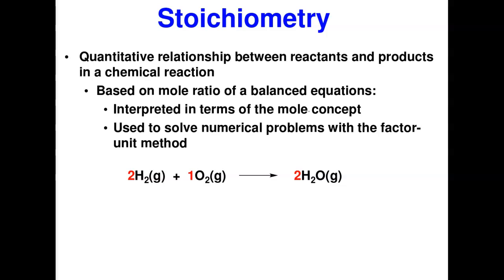Now, of course, it is purely based on the balanced chemical equations. If we use that, then we can interpret the reactions in terms of the mole concept we did earlier, and then we can use that to solve problems using the factor unit method. Of course, the factor unit method uses dimensional analysis to keep your desired quantity on top and keep the one you don't need below and then cancel it. So that is exactly what we're going to be applying today.